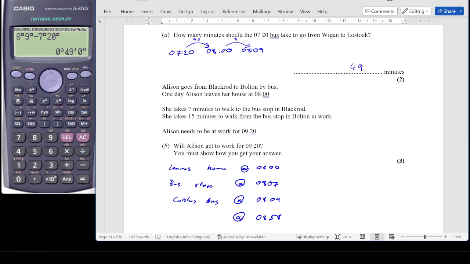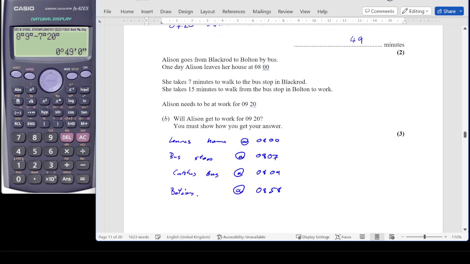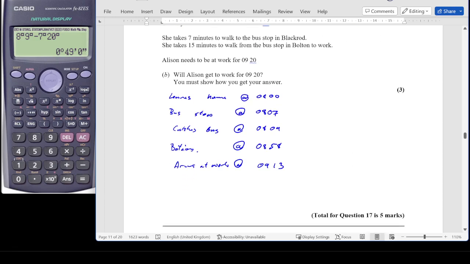So that reaches Bolton, and then we need to add 15 minutes for her walk to work. So she arrives at work, 15 minutes on from this time, at 0913. So would she arrive at work before 9:20? Yes. What does it ask? Will she get to work by 9:20? Yes. She will arrive at 09:13.